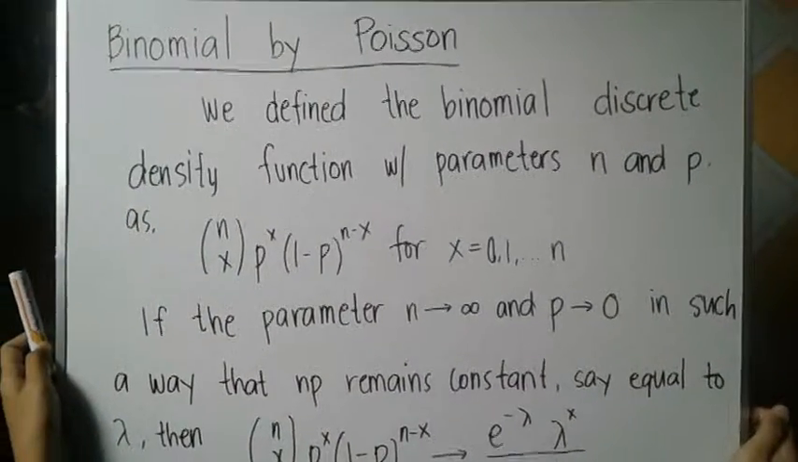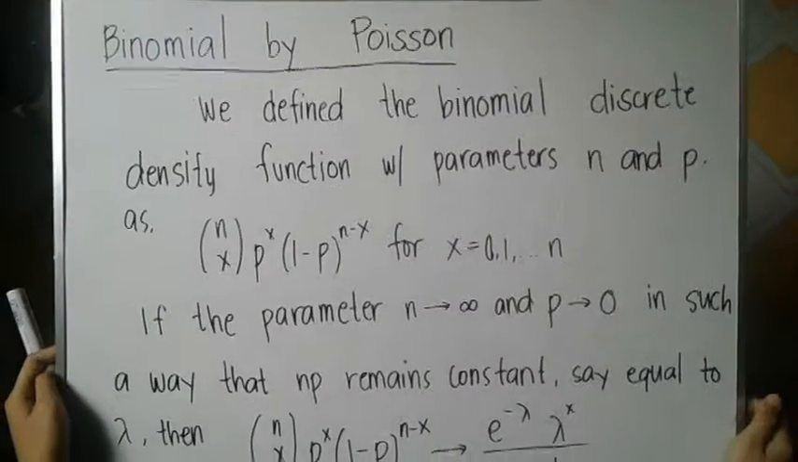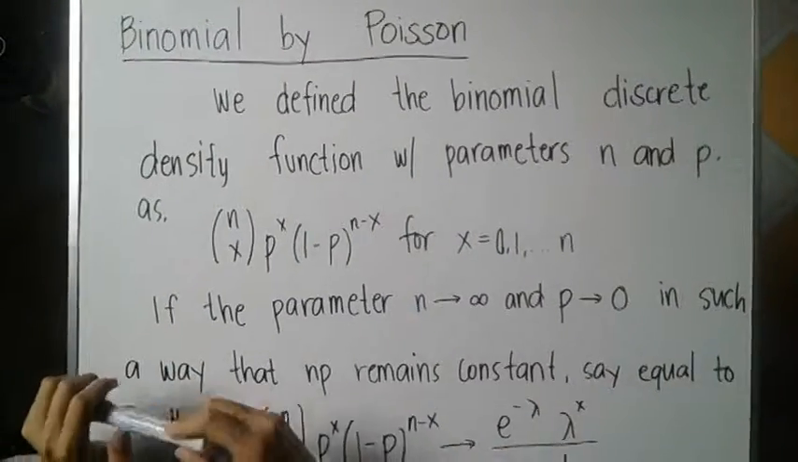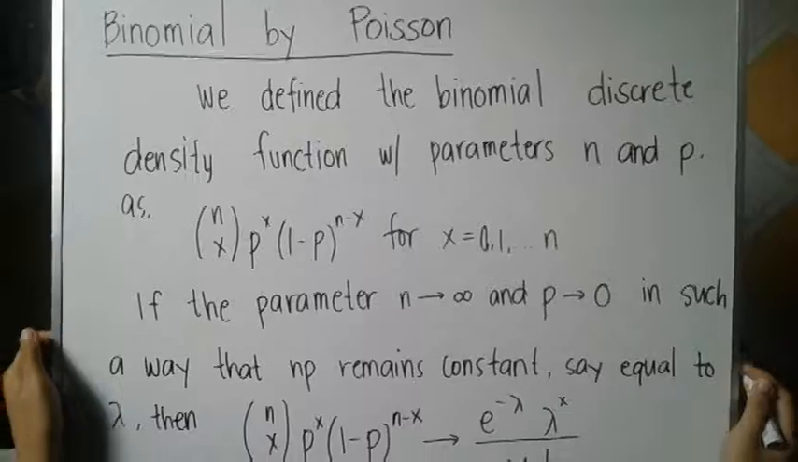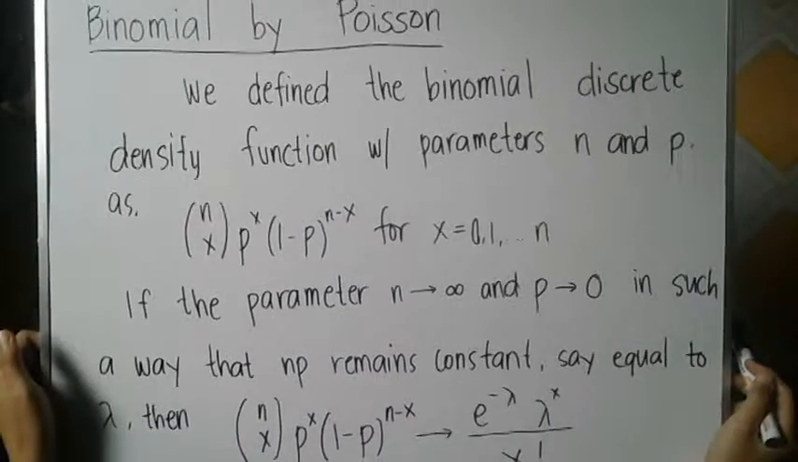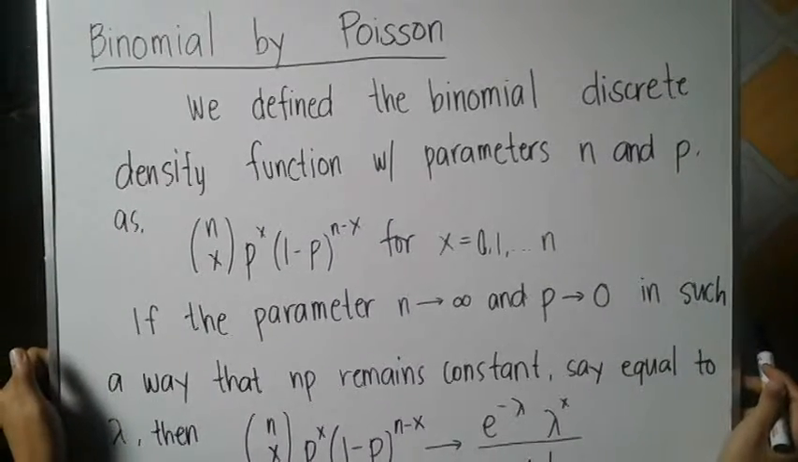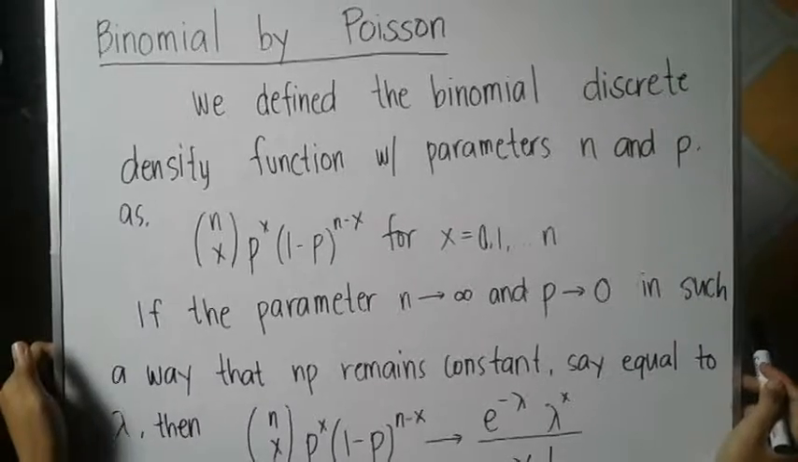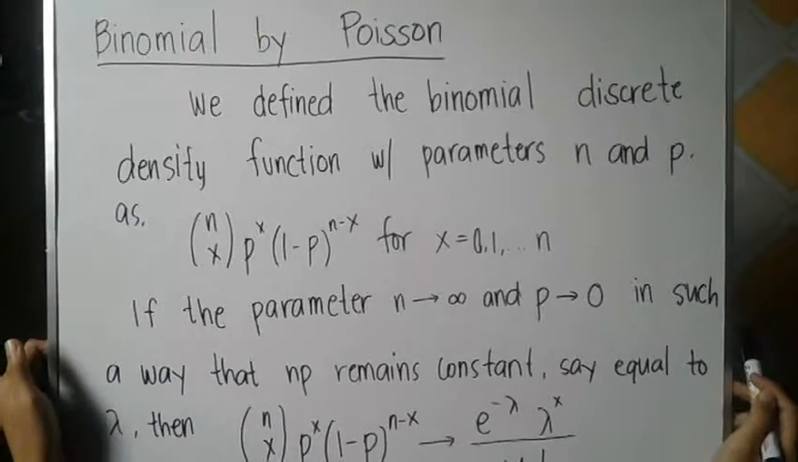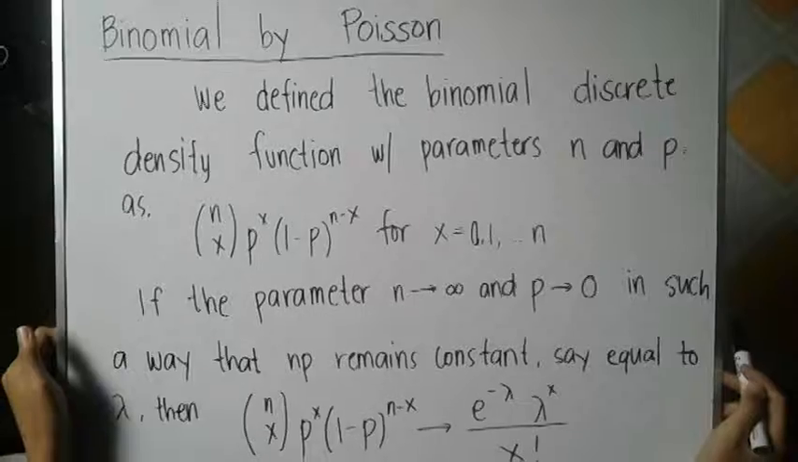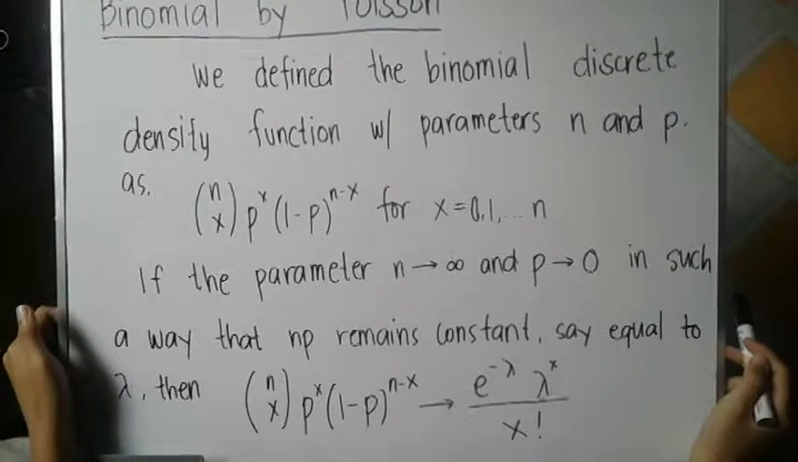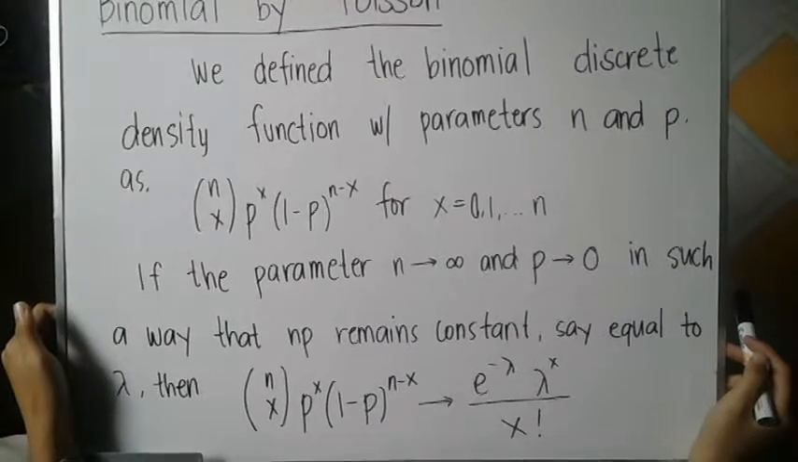So today we will discuss the binomial to Poisson limit. We define the binomial discrete density function with parameters n and p as n choose x times p to the power of x times the quantity 1 minus p to the power of n minus x, for x equal to 0 up to n.